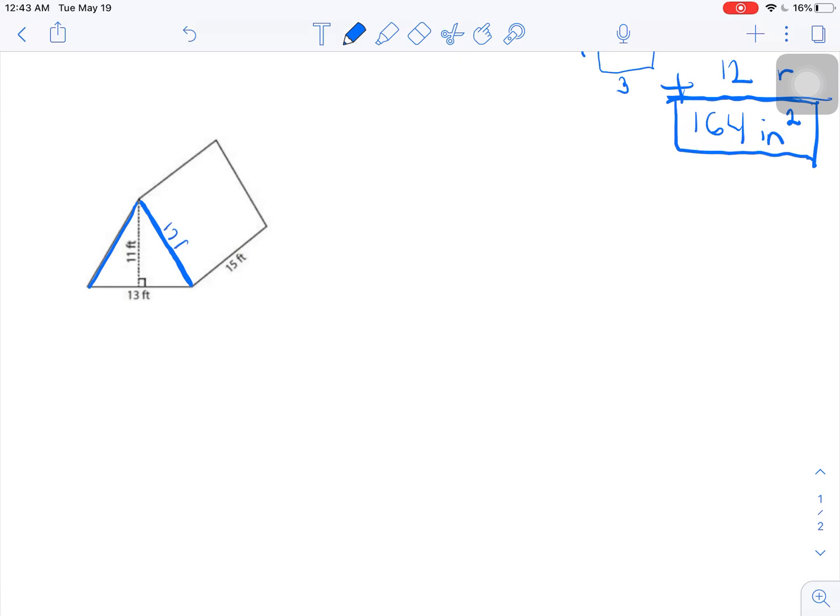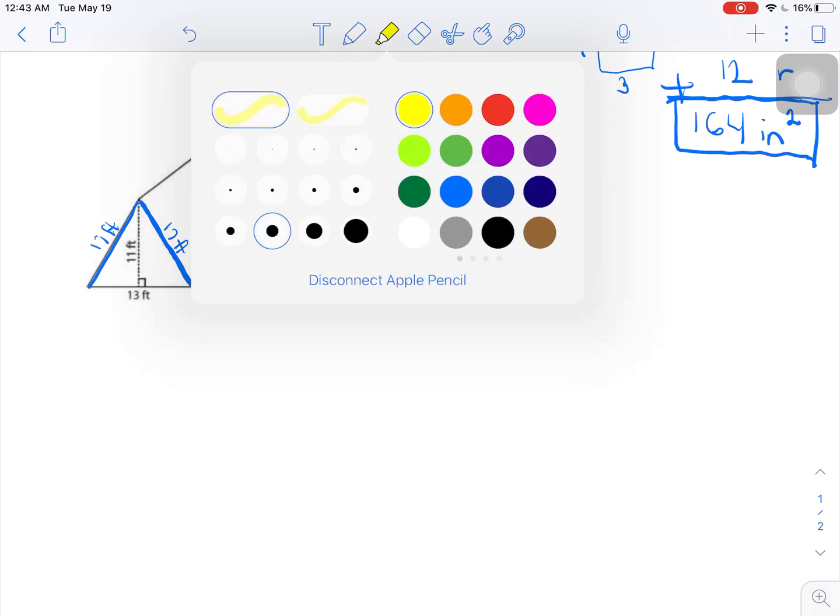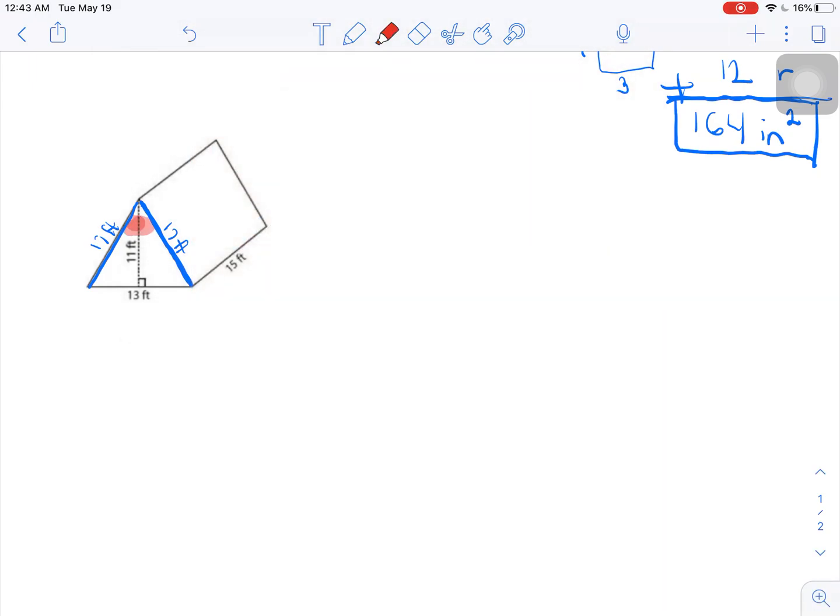So those sides are about 17. So we're going to use 17 feet for those. It's actually 17.09, but we'll say about 17 feet. So this is going to get us pretty close. So, triangular prism. It has the triangles on either end. So we're going to have the two triangles.